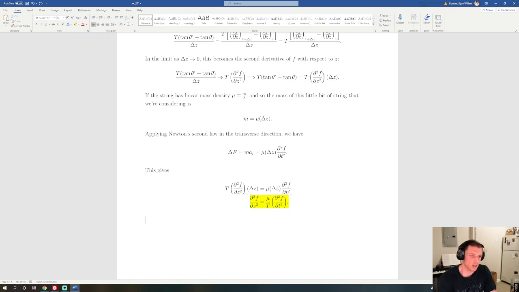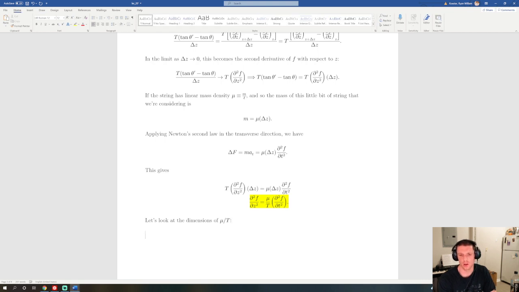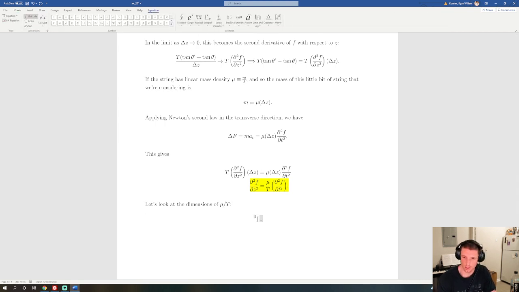But let's look. So we're done with calculus for the day, right? We can now just do some good old-fashioned dimensional analysis. So let's check the dimensions of this mu over T term, right? You all know the drill by now. Just write the square brackets to indicate we're looking at the dimensions. Well, we already said that the linear mass density is just a mass over a length, so of course it has dimensions of mass over length.